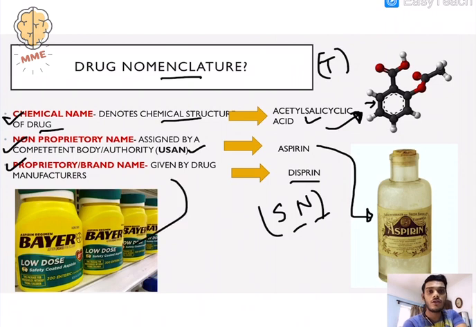Over here, for example, there's a company called Bayer. They sell their own aspirin, with their own respective names. So, the proprietary or the brand names of the drugs may vary from manufacturer to manufacturer. So this is drug nomenclature, and this is a very important question, because it is often asked as a short note in your theory examinations.